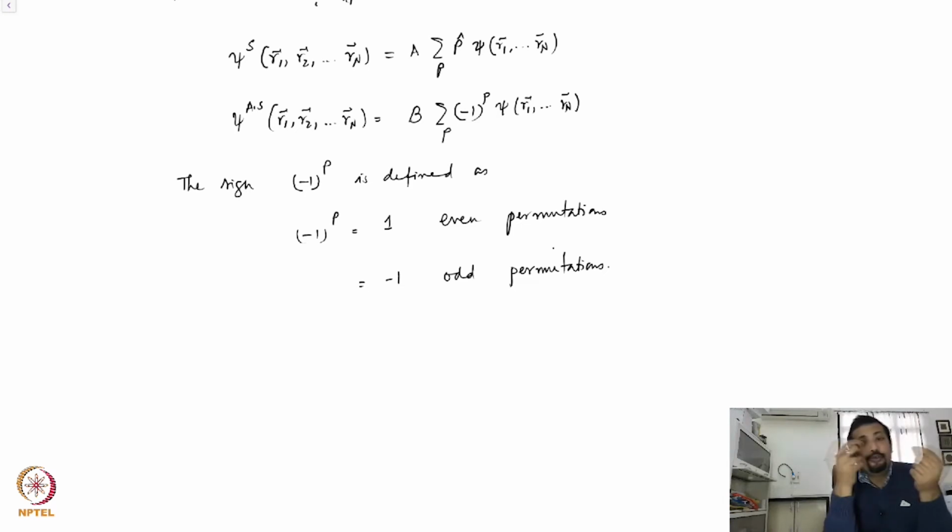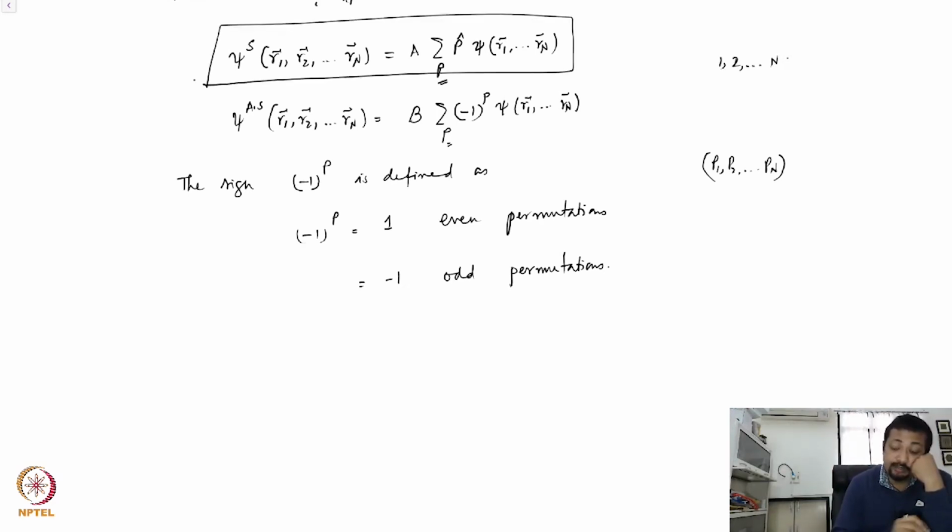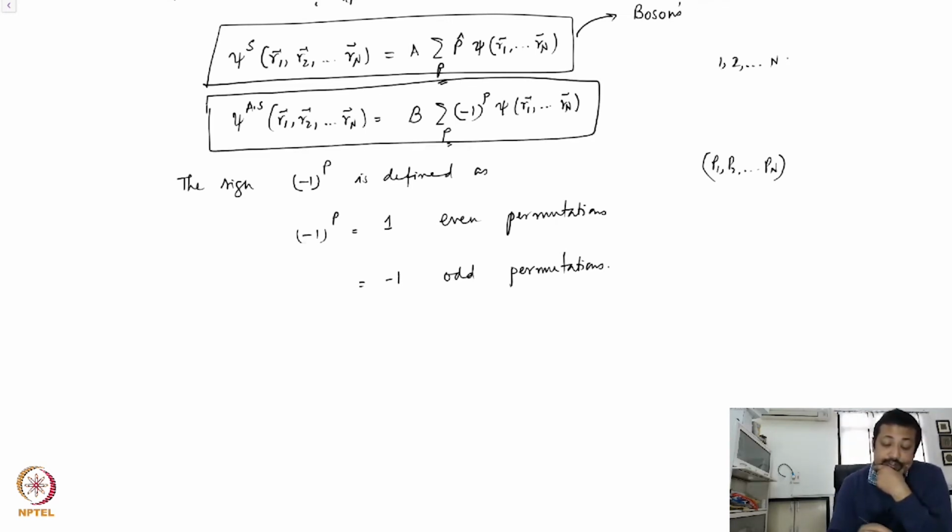So if you need to do 4 exchanges to get to the desired set of p1, p2, pn, then it's an even permutation. If you need to do 5 exchanges to get to the desired set, then it's an odd permutation, because in all these wave functions there is a sum over p, all possible permutations that you can imagine of the numbers 1 to n. A symmetric wave function is what describes bosons, and the antisymmetric wave functions are the ones for particles which are called fermions.